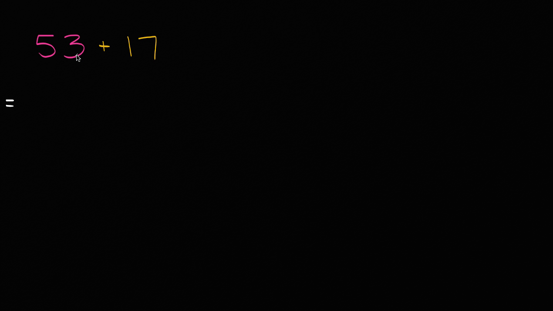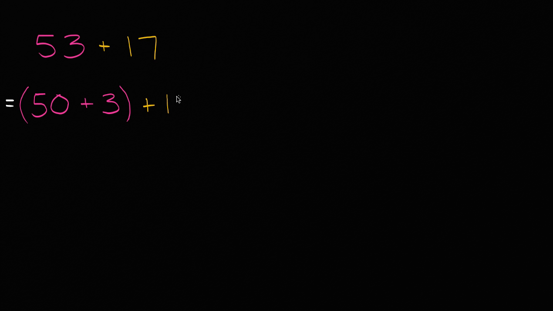So 53 can be rewritten as 50 plus 3. That's 53, right? And I could put parentheses around it like this. So these curvy things, this is an open parenthesis and this is a closed parenthesis. This just means to do what's inside the parentheses first. So 53 is the same thing as 50 plus 3. And we still have the plus 17.